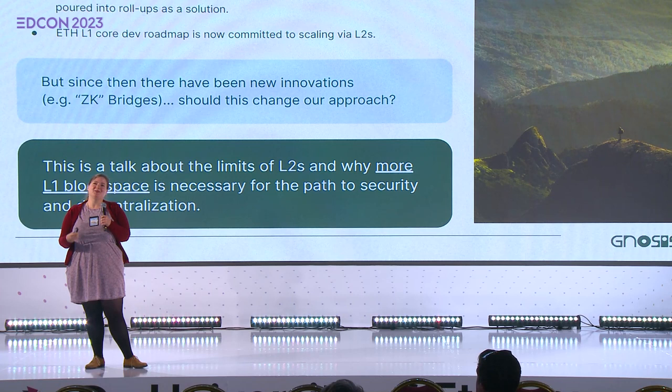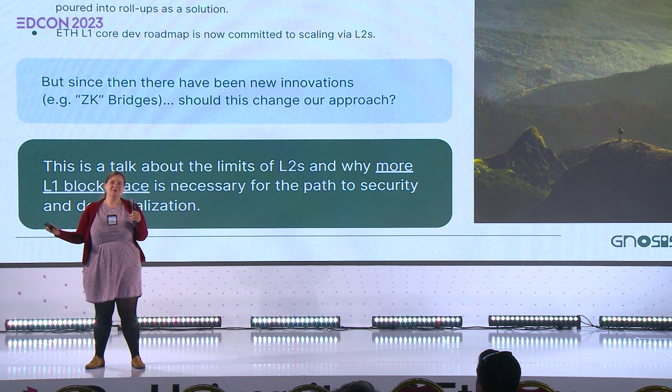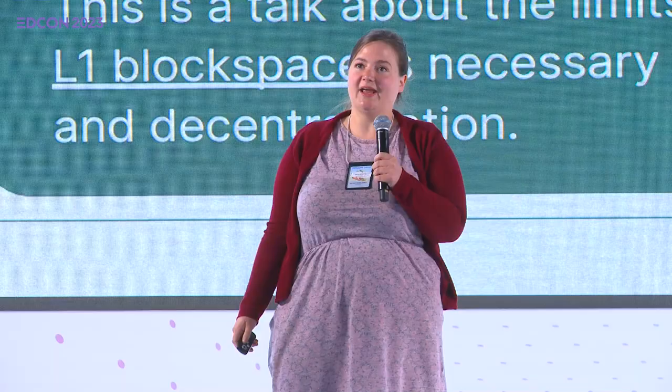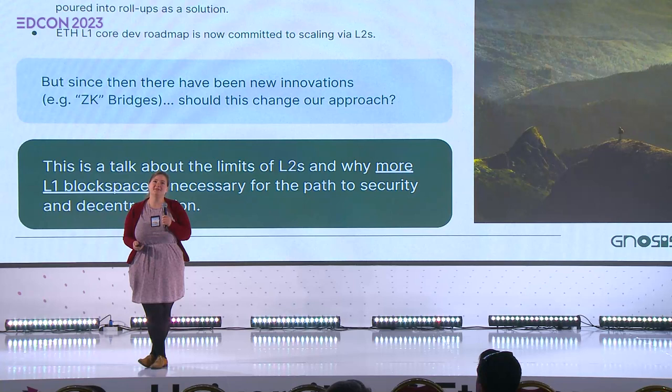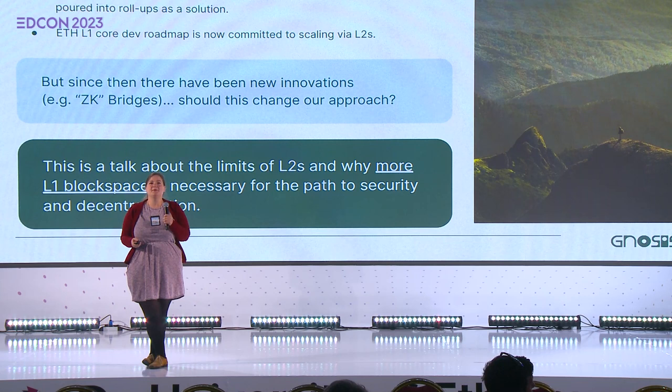So rollups became a huge part of scaling Ethereum pretty early on. Resources were poured into rollups to a very large extent, and the ETH1 roadmap is now fully committed to scaling via layer 2s. Since then, we've made some pretty significant technological advances. We now have trustless ZK bridges between different EVM chains. Had we had them back in the day, or had we known they would come way earlier than anyone would have thought possible, maybe this would have unfolded somewhat differently. So this is a talk about the limits of L2s and why we also need more layer one block space.